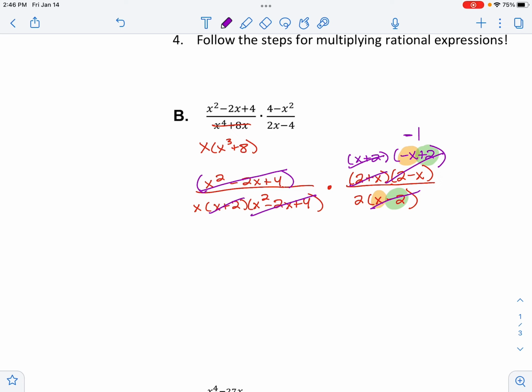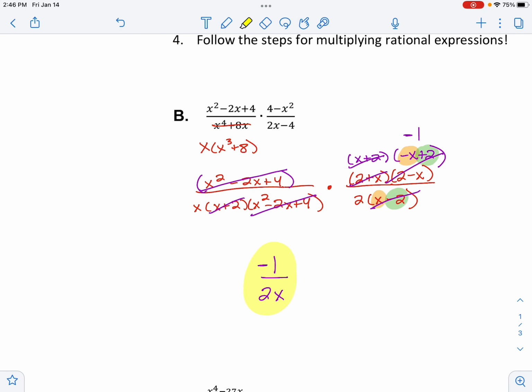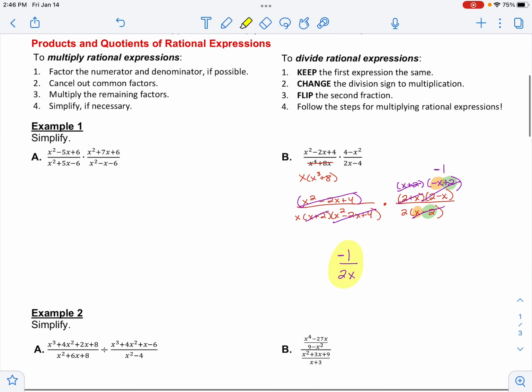Now I look at what I'm left with. I know there's a lot of work here, but what you're left with on the top is just a negative 1. And if you sift through the bottom, you just get a 2x. That is your final answer. So when you multiply, you factor everything you can, and then you cancel out any common factors.